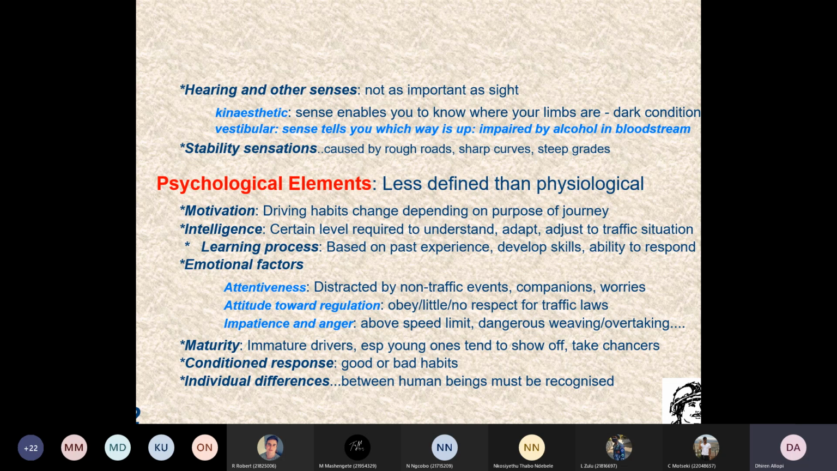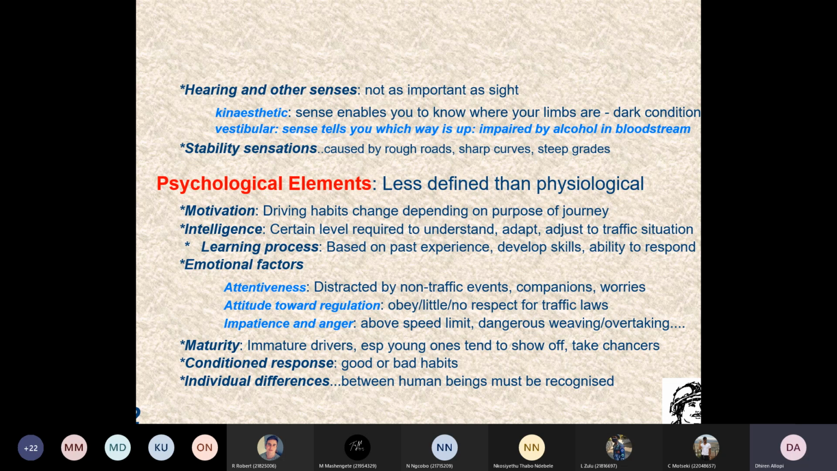Vestibular, you should have the notion of whether you're going up or down. So position yourself in a lift, and if the lift is going up to a certain floor, you should have that sense that you are going up and not down. That falls under the vestibular sense. So all that falls under the physiological elements. And then you have the psychological elements, which are obviously less defined, but certainly contributing.